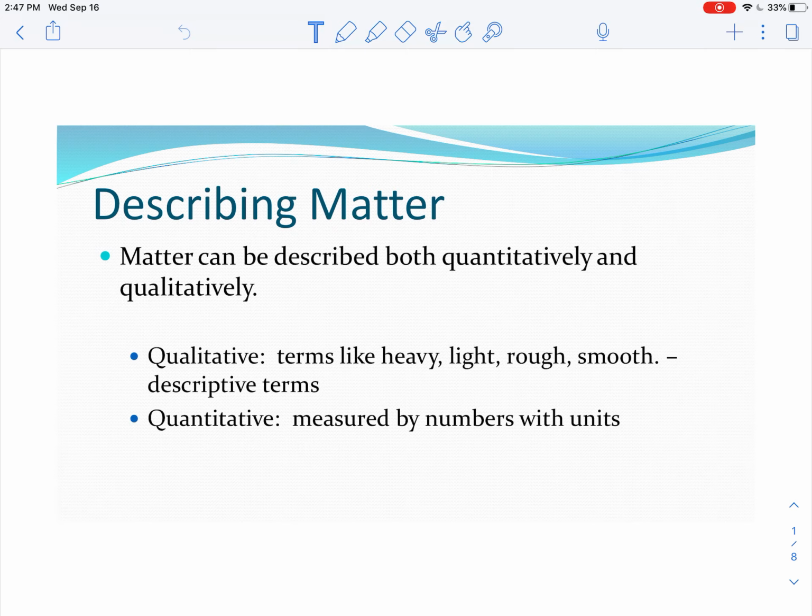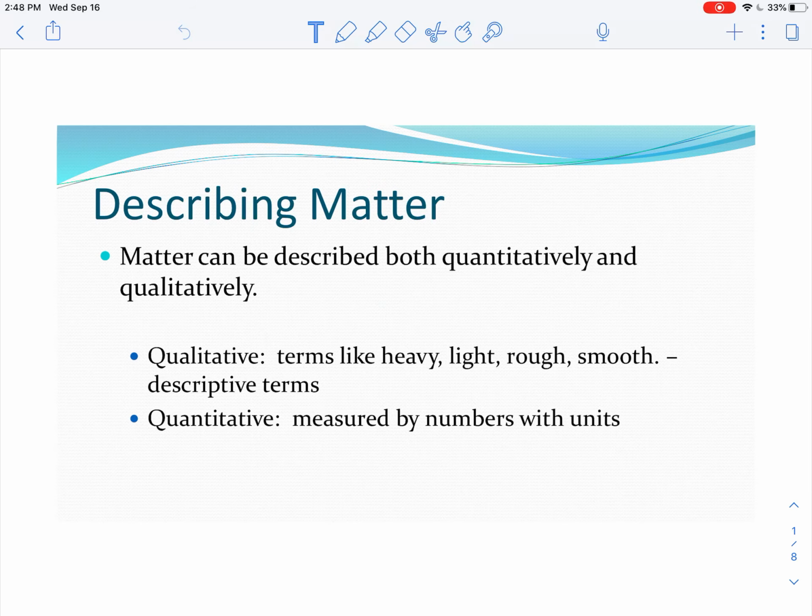Okay, so matter is described two ways, quantitatively and qualitatively. Qualitatively is like with words and terms that you may understand, like heavy, rough, light, smooth, soft, stuff like that. Words that definitely help to describe what's happening, but are not really comparable. Like, what does tall mean to you? How tall is someone who's tall? It might be different things to different people.